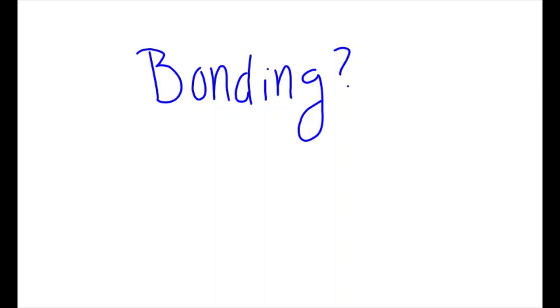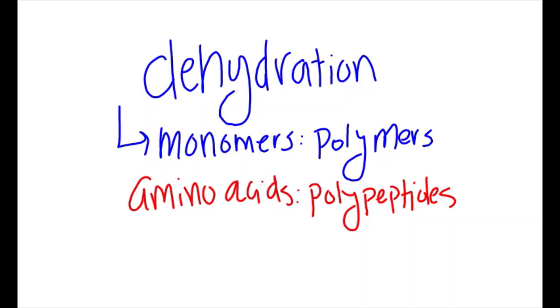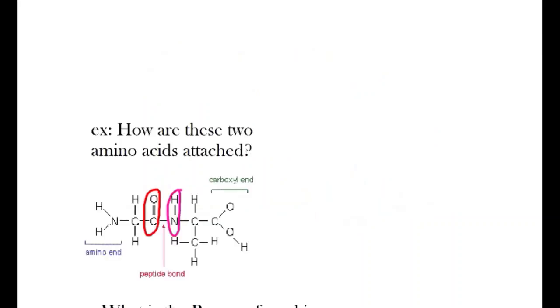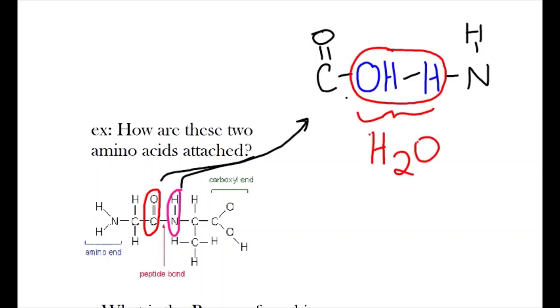But what if we want multiple amino acids bonded together? How would that affect its structure? A dehydration reaction is how we are able to combine monomers into polymers, or in this case, amino acids into polypeptides. In this example, the dehydration reaction links the amine group of one amino acid to the carboxyl group of the other, combining the hydroxide of the carboxyl group with one of the hydrogens in the amino group to produce a water byproduct. This linkage between the 2 amino acids is called a peptide bond.